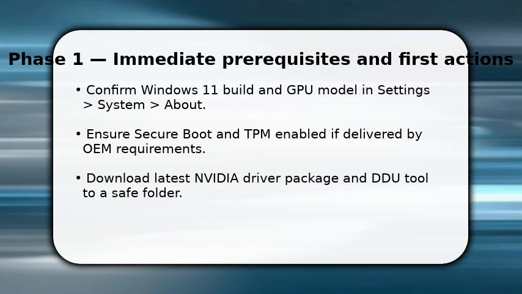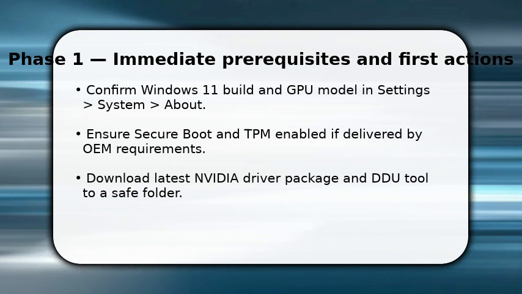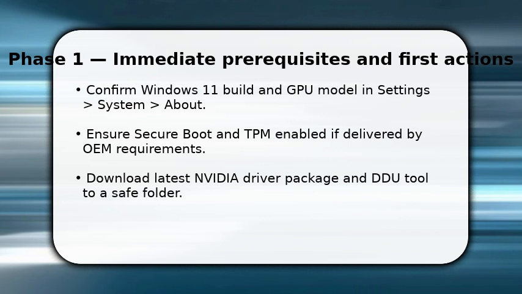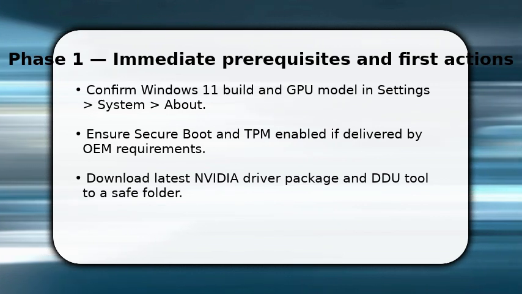You'll start by confirming the essentials, then act. Check Windows 11 build and GPU model so you download the right Nvidia driver. Once done, download the latest Nvidia driver package and the display driver uninstaller tool into a folder you control. Make sure Windows Update is paused temporarily to avoid auto-install conflicts.